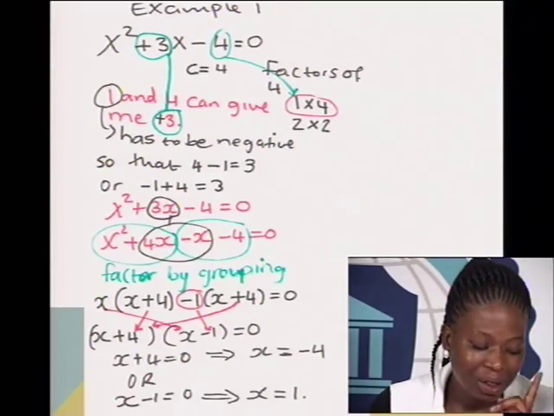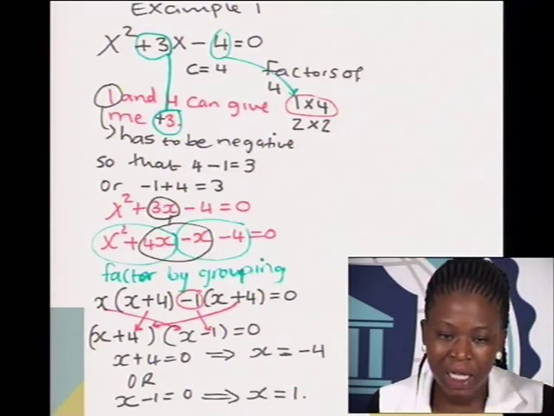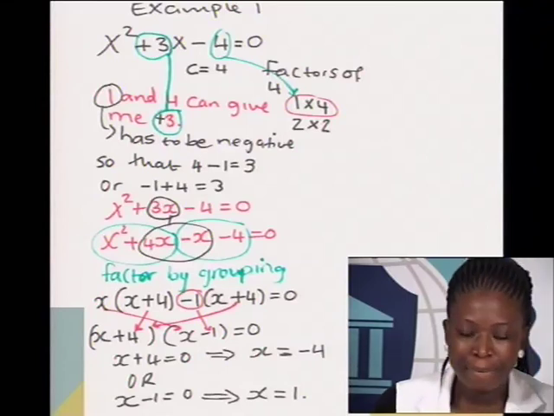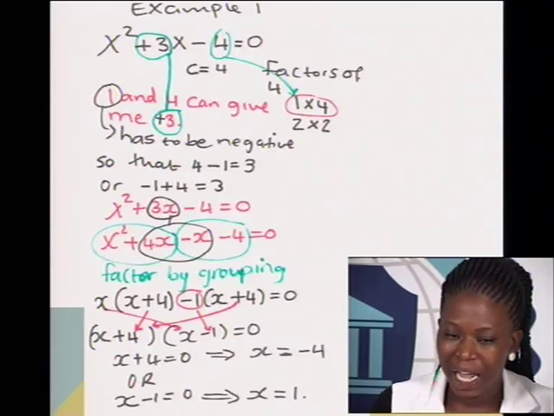Why are we talking about the 3? The 3 is our b, and we said we look for the factors of c that will add or subtract, and it will give you what? It will give you b. Now our b is 3. We have the factors 1 and 4.